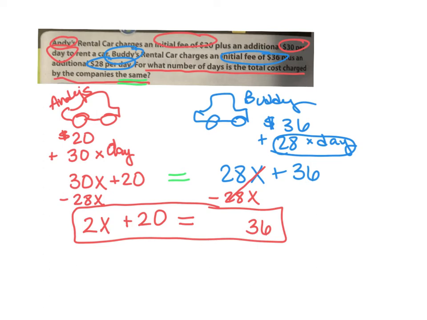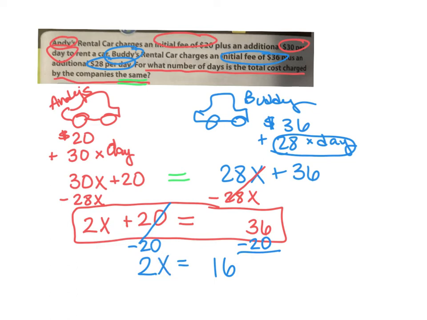Okay, this is starting to look like something I'm familiar with. I have 2x plus 20 equals 36. Since I have no variables over here and I have variables over here, I'm going to get this constant, this number, away. Opposite of positive 20 is negative 20. I must do the same thing to both sides of the equation. That cancels out, leaves me with 2x. 36 minus 20 is going to be 16. And now I have 2x equals 16.